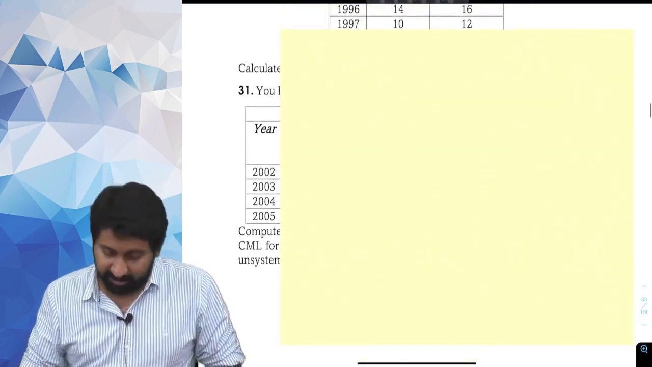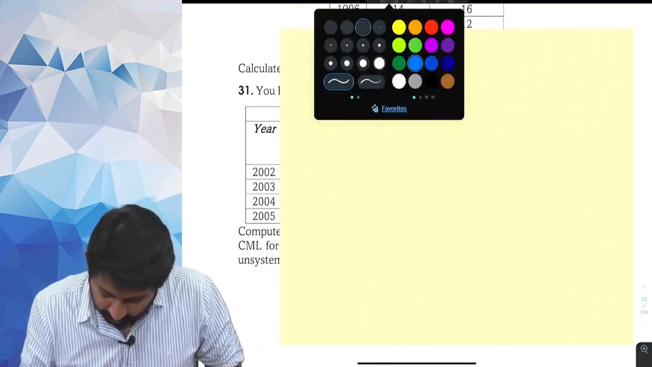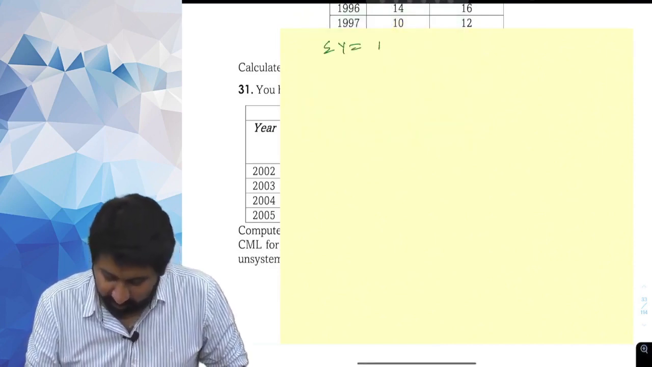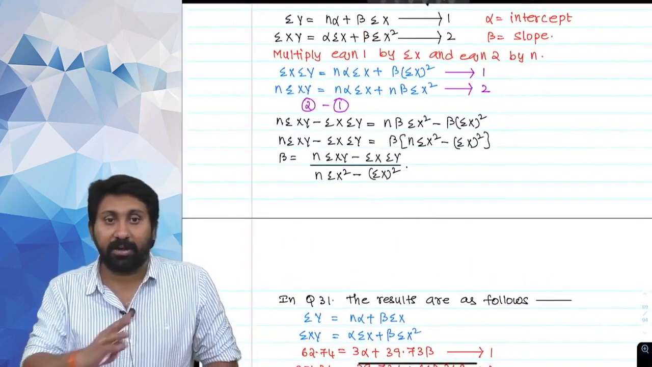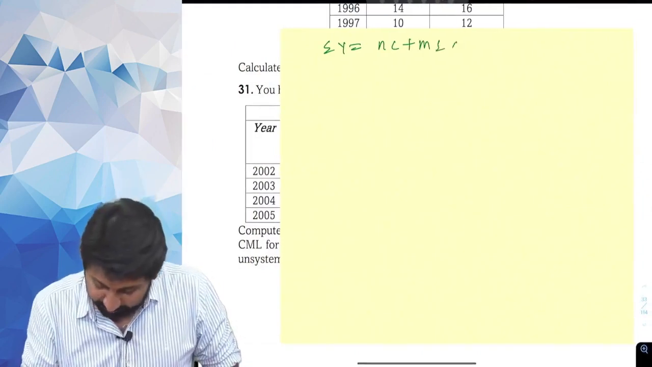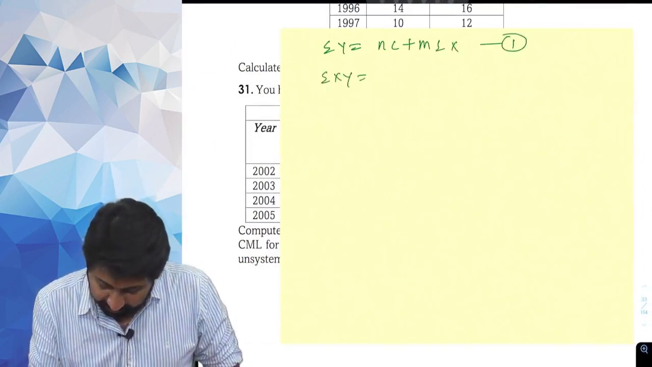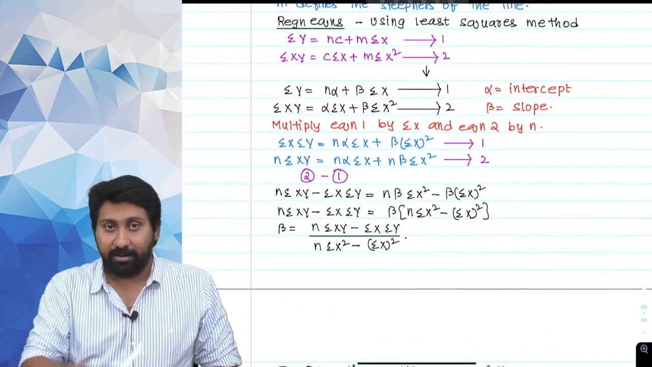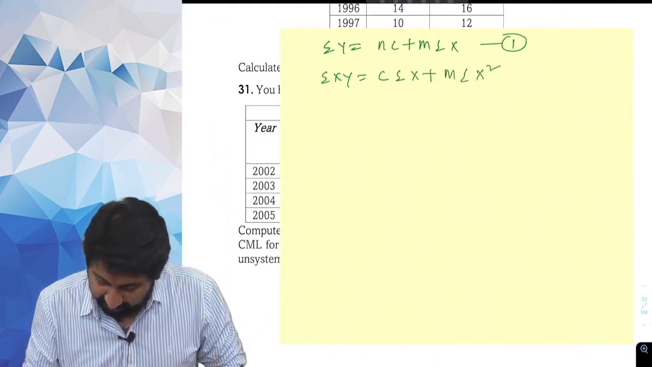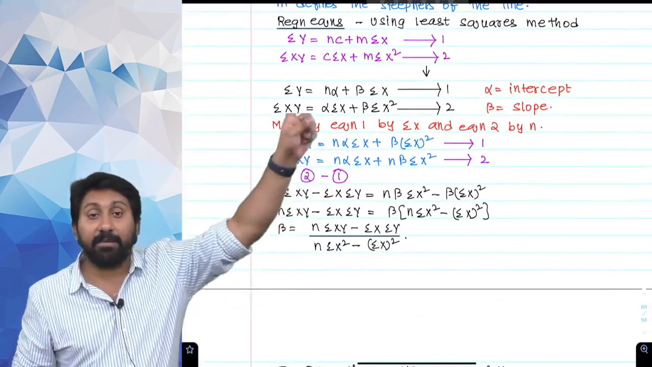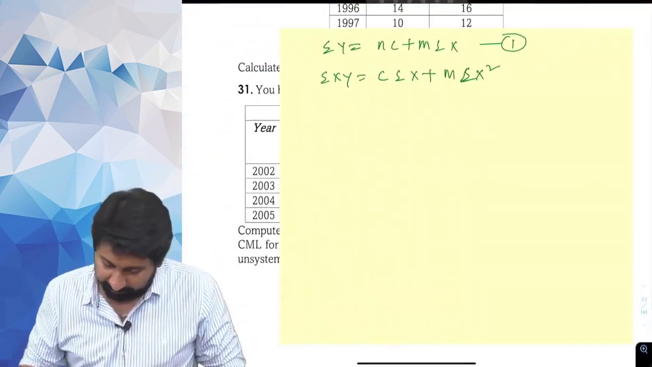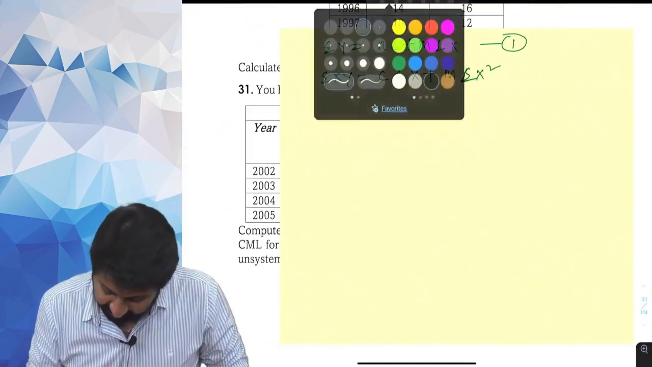Now see here, there are two equations. Equation 1: sigma y equals NC plus M sigma x. Equation 2: sigma xy equals C sigma x plus M sigma x square. Listen carefully: M sigma x square is the sum of x squared, not sigma x the whole square.